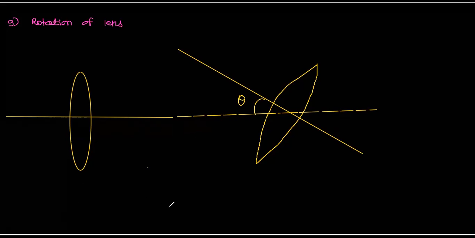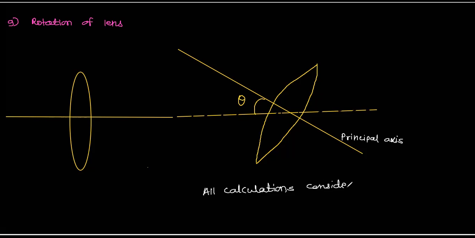Then what we will do is all calculations with respect to new sign conventions. This is your principal axis, and all calculations considering the new principal axis. Okay, so this is what rotation of lens is.